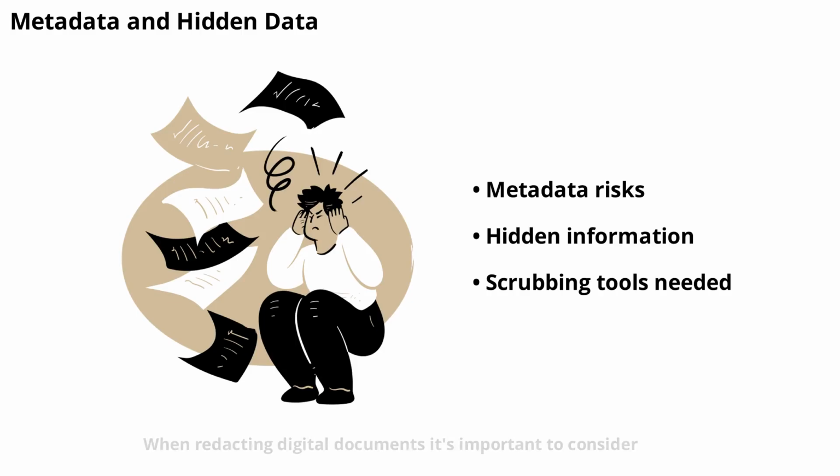When redacting digital documents, it's important to consider metadata, hidden information stored within files. Metadata can include author names, editing history, or previous versions of the document. If not properly removed, this hidden data could reveal sensitive information even after visible text is redacted. Professional redaction tools are designed to scrub metadata and ensure complete privacy.